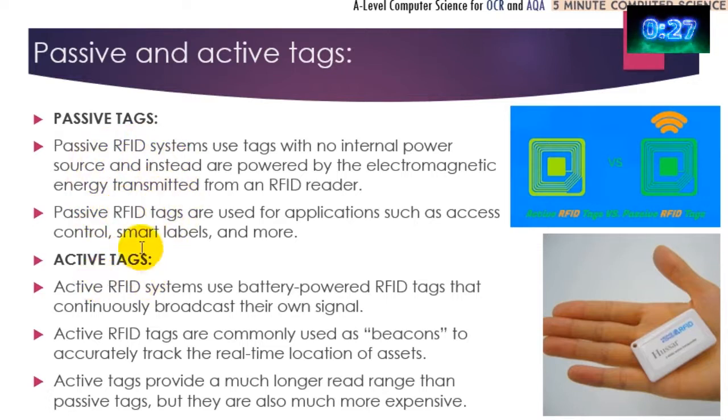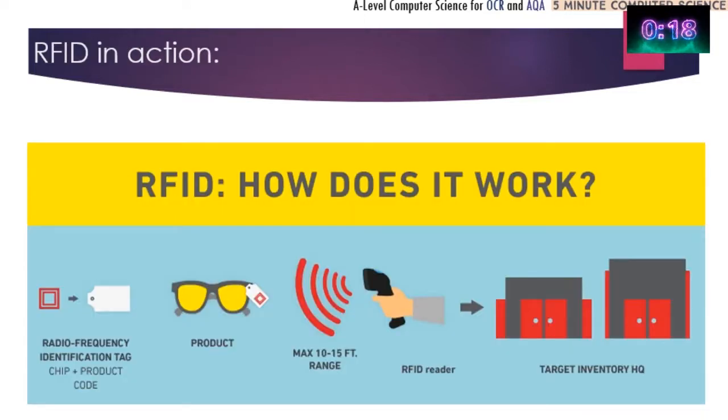An active tag, from far away, you can pick this information up, and it's typically used to track products, people, pets, cars, whatever you want. I'm going to leave you with this. Have a read of it. Make sure you understand what this diagram is telling you.